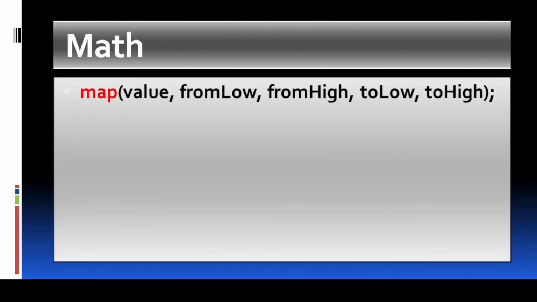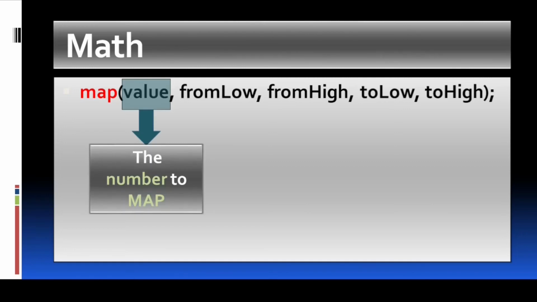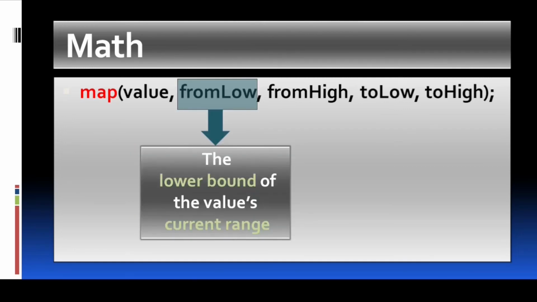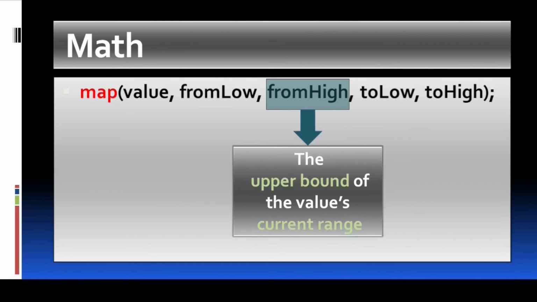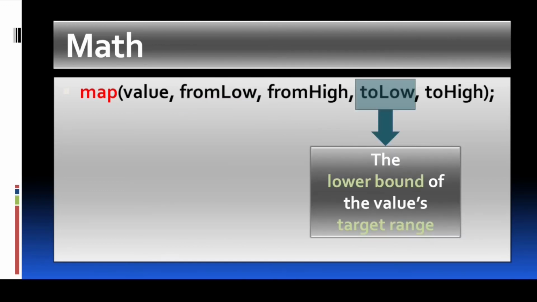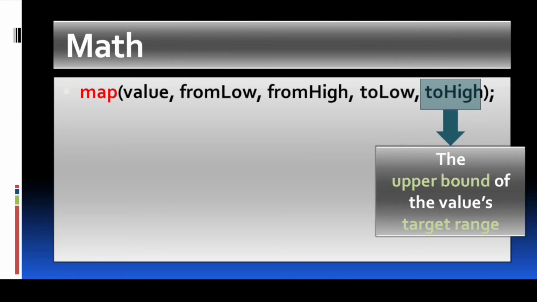This function is used to remap a value from one range to another range. Here is the value to be mapped, this is the lower bound of the current range, this is the higher bound of the current range, this is the lower bound of the target range, and this is the higher bound of the target range. Let's understand this with an example.